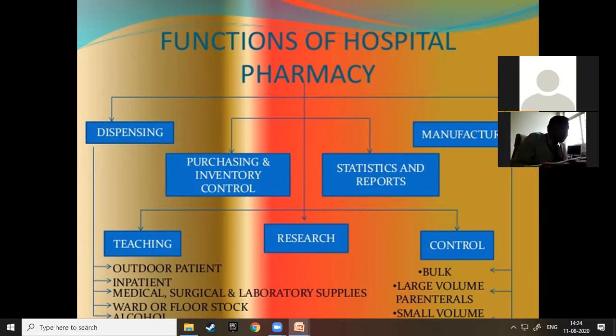Now, dispensing: outpatient, inpatient, medical and surgical laboratory supply. The hospital pharmacy's role is not only for the patient, inpatient and outpatient; they also play an important role in drug distribution or material distribution to the laboratories, surgical department, medical department, ward and other requirements.